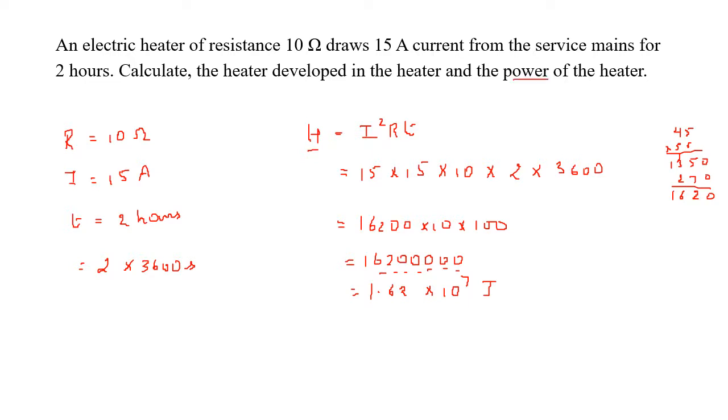Also, calculate the power of the heater. So P is equal to V into I or I square R. So for the power you don't have to take the time. The power is 15 into 15 into 10. So 2250 watt is the power. Means in 1 second it draws 2250 watt. So in 2 hours it takes 1.62 into 10 raised to 7 joule.